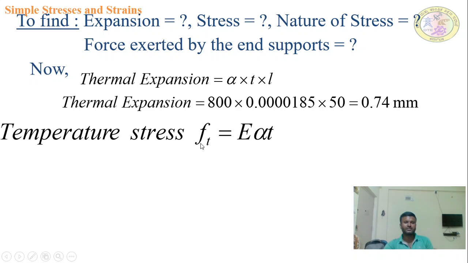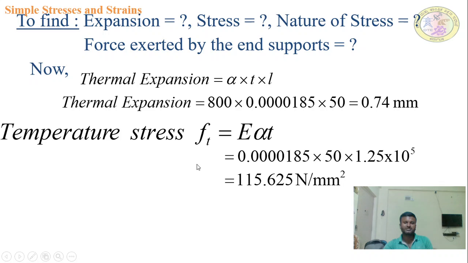Okay, next temperature stress. Stress is equal to E into strain, Young's modulus of elasticity into strain. Strain is nothing but alpha into T. So we have all the values. Substitute here: 0.0000185 into 50 into 1.25 into 10 to the power of 5. That is 115.625 Newton per mm square. The temperature stress.